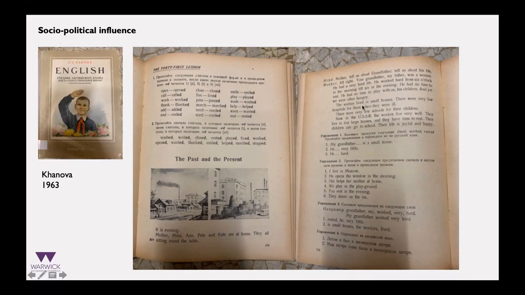So we've got the past tense and we've got this. We've got workers lived in small houses. There were very few hospitals. There were very few schools. But now the workers live very well. They live in fine, large houses. They have time to rest. Their children can go to school. Their life is joyful and happy. So these are quite young children. We're talking 9, 10-year-olds at the very beginning being told how wonderful things are at the moment and how bad they were before.